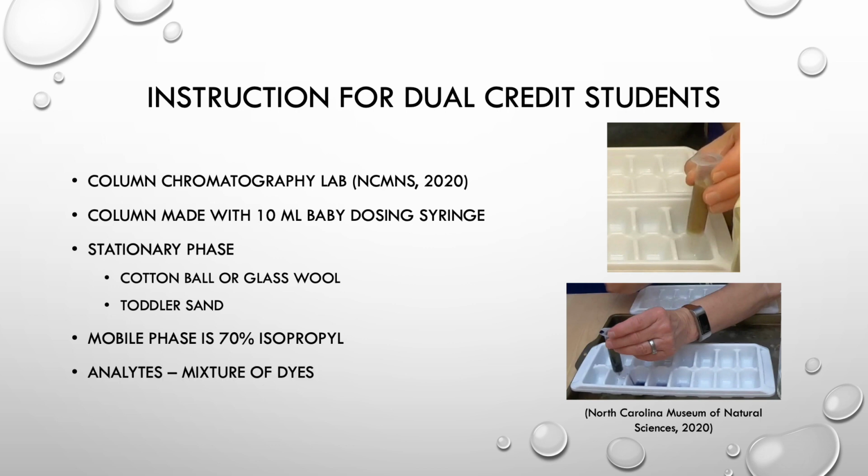You then add about 1 to 2 milliliters of the analytes. In this case, I would teach using a mixture of dyes, and the key here is to make sure that there's always liquid above the sand. The dyes would be placed on top of the sand, and then isopropyl alcohol would continually be added using transfer pipettes. As it flows through, the samples can be collected into ice cube trays, or if you had large enough spot plate wells, but most likely these ice cube trays. And if you collect enough of them, then you can see the separation of the dyes.